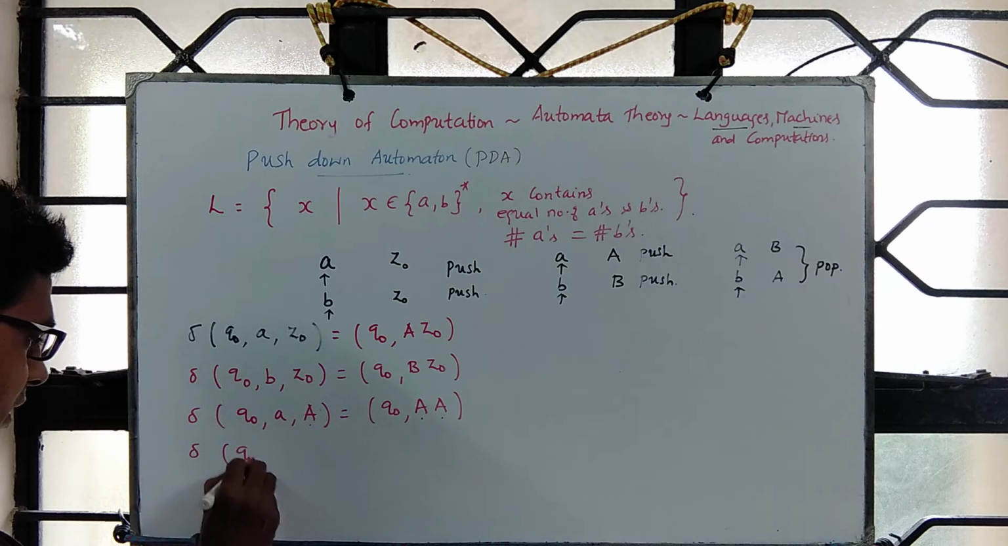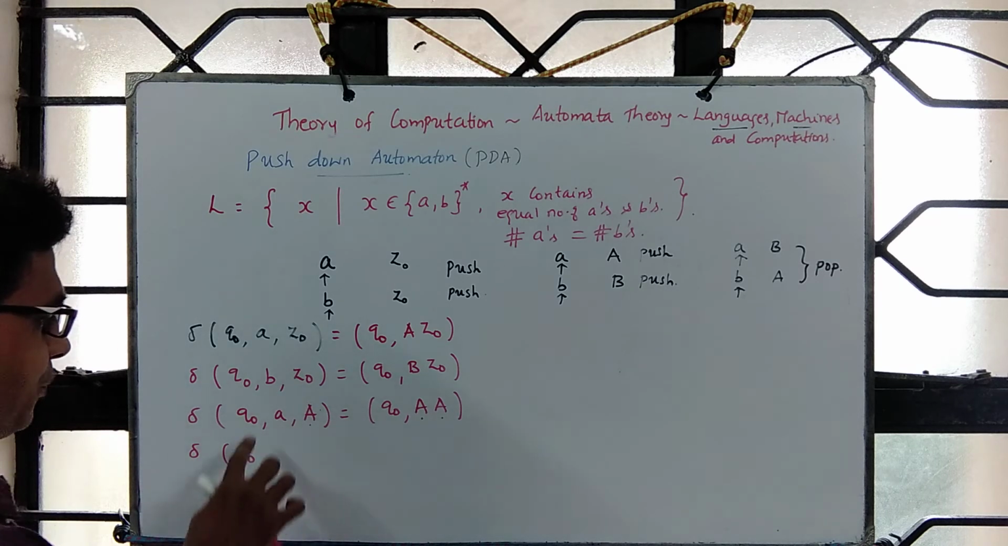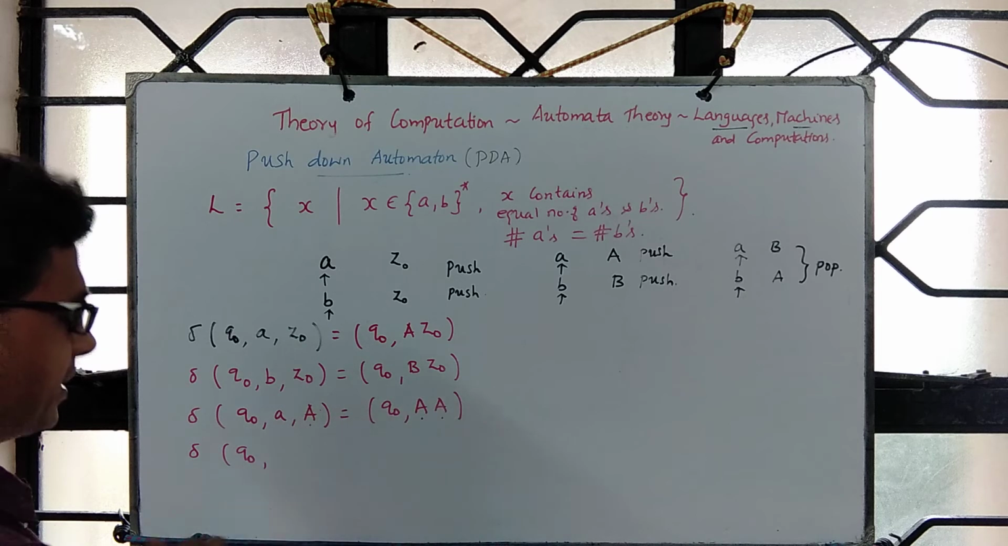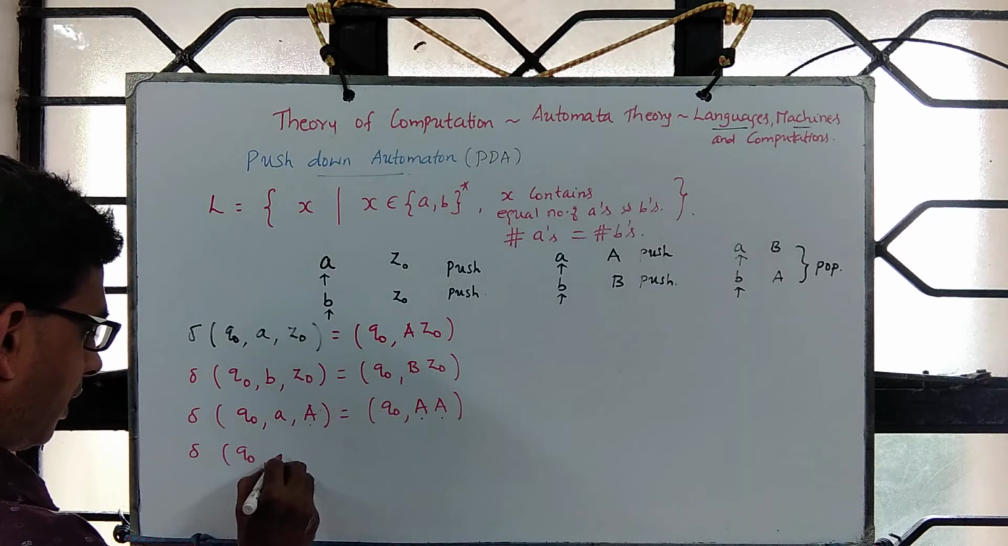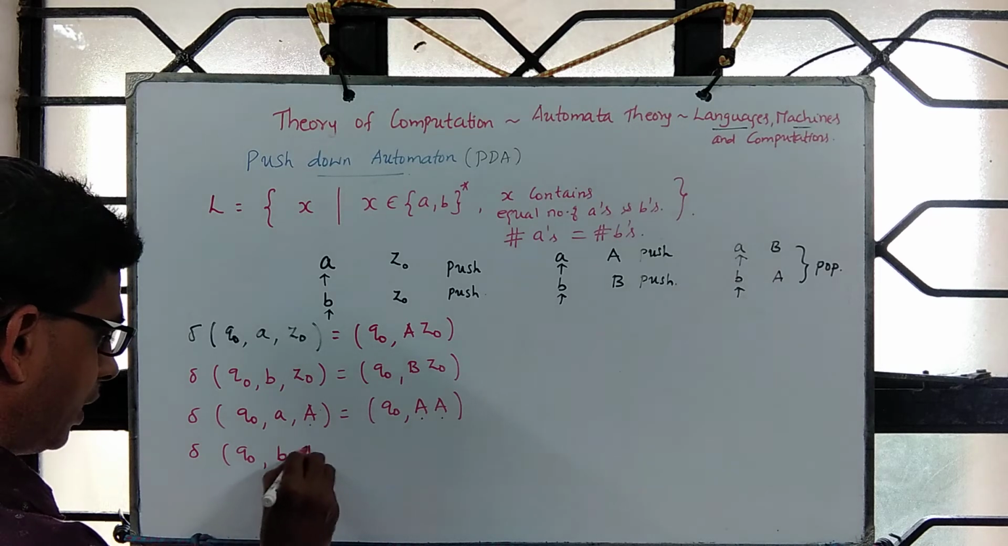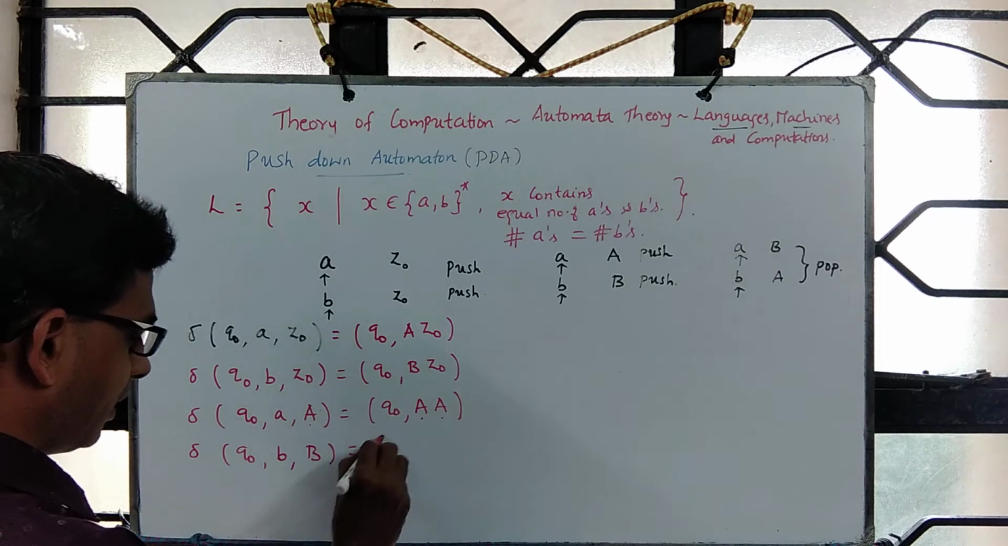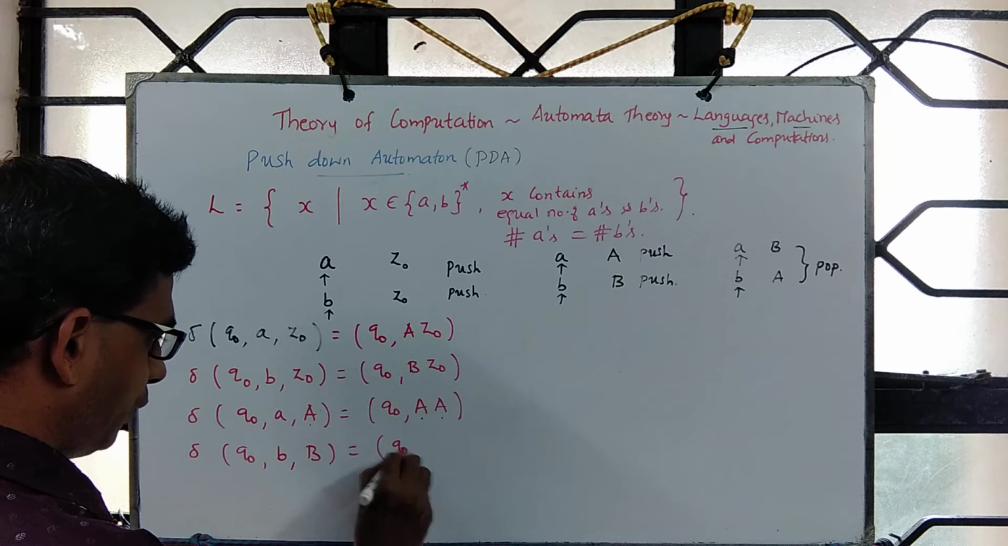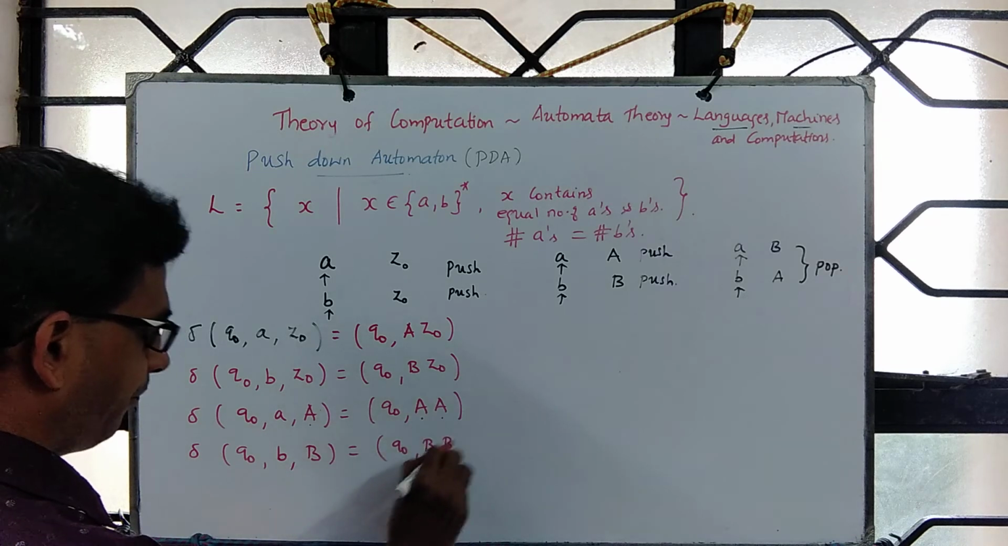Now I am in Q0. With respect to A, everything is done. You are in Q0, you are reading a B, and the top symbol is also B. Then what do we do? We say Q0, BB.